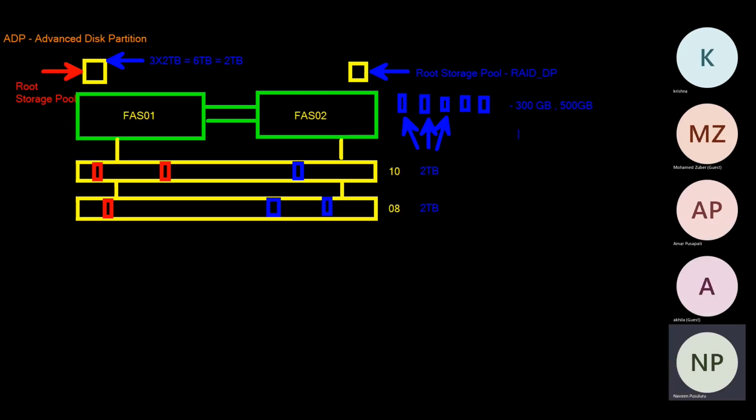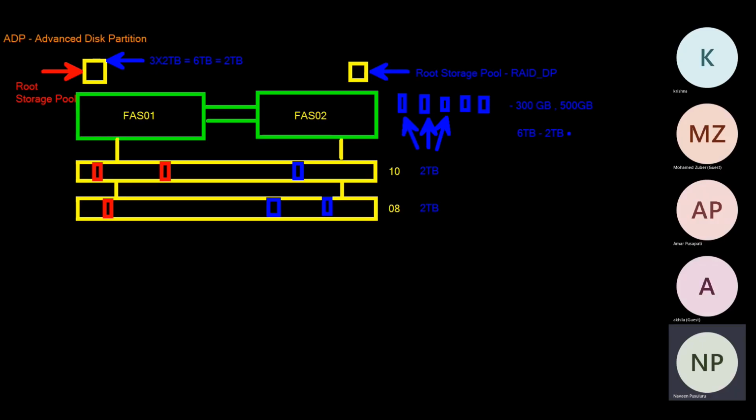Here we are creating the root aggregate with a total of 6 TB. Out of that, our controller configurations will be written to 2 TB. Still, it is very high because, as I told you, 300 GB, 400 GB, or 500 GB maximum is enough to store the controller configurations, not more than that. Not required actually. Here we are wasting a lot of space.